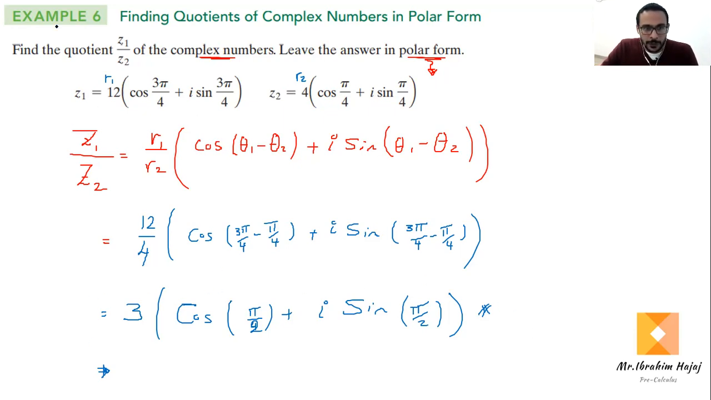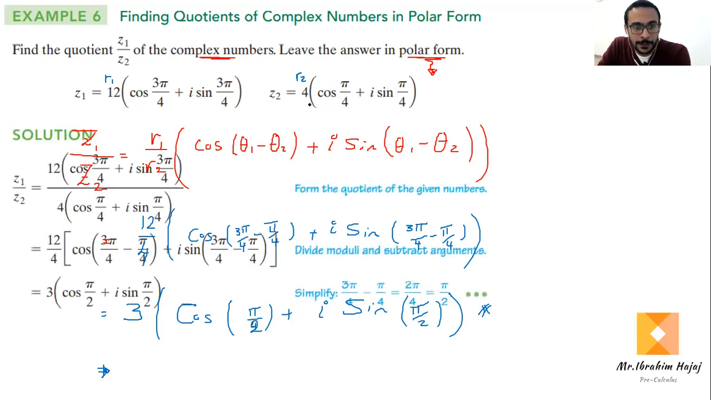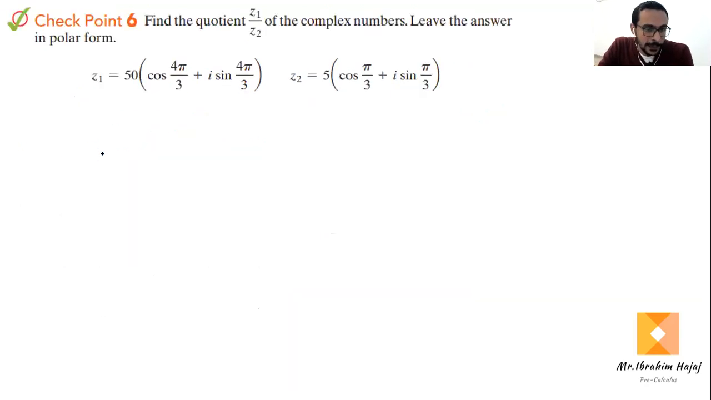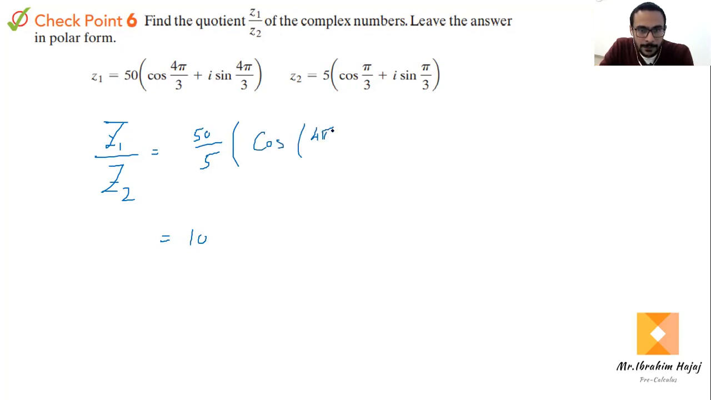But now, do you have any question in example 6? No, clear. Everything's easy. Let's move on to checkpoint 6 and start. Right. How to find the quotient Z1 over Z2? 50 over 5 is 10. Yes, it's 10. And subtracting the angles, 4 pi over 3 minus pi over 3, plus i sine 4 pi over 3 minus pi over 3. Fine.